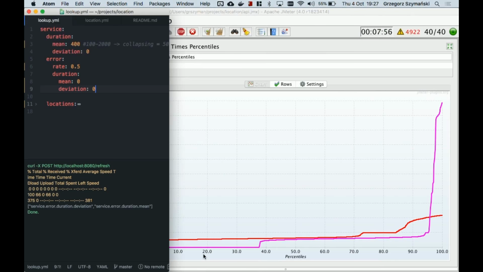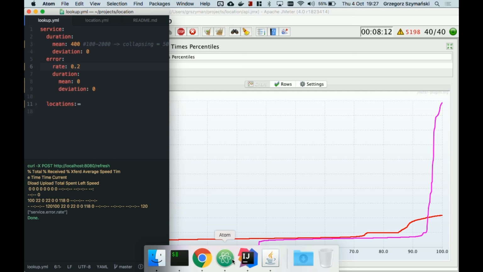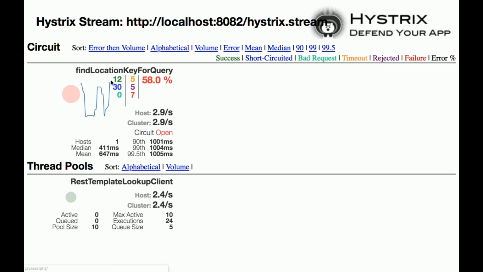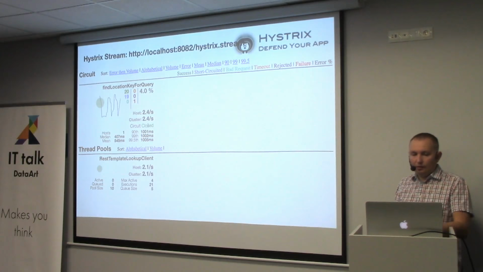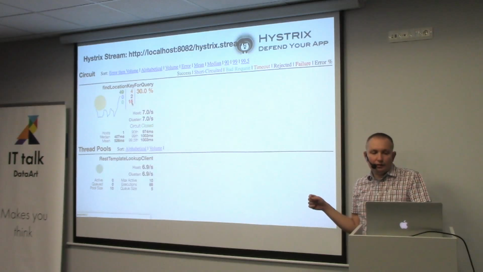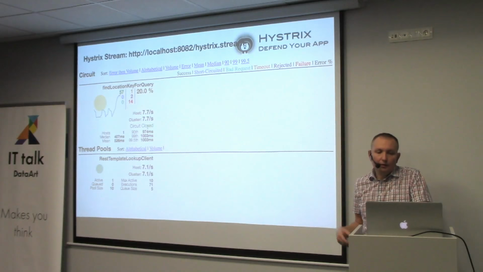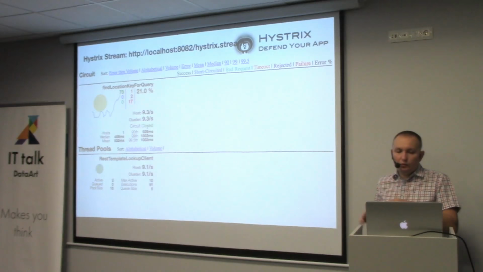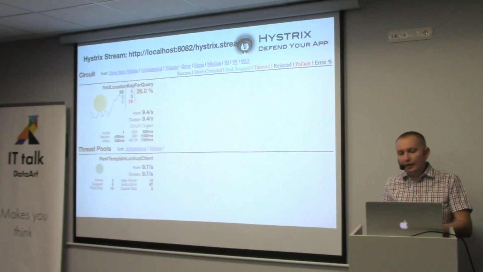I can say that every request will end with an error, or no. So let's stay with, for example, 0.2, and as you see, it reacts immediately because these metrics are live, and if this error rate is above 50%, the circuit opens, and after some time it sends some requests to the service, and as I said, if this request ends with success, it closes the circuit. So at this point we see some fluctuations because we set the error rate on a value which is near the limit.